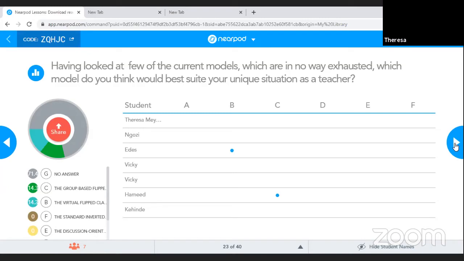We're taking a look at where you are, what your needs are, your learners' needs, and how we will be able to address that. Thank you. As we can see already, we have different opinions in this regard. We have people going for B and we have people going for C, which is quite fine.